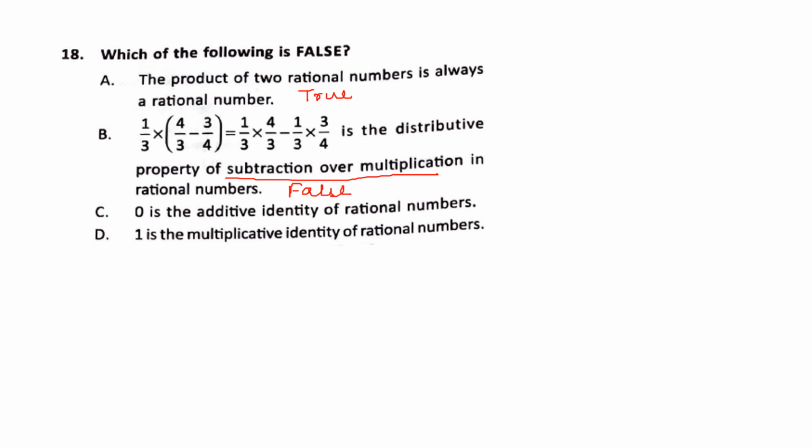Next: 0 is the additive identity of the rational numbers. Yes, it is true. Additive identity means what you add to the rational number such that it remains the same. We know that if you add 0 to any number, whether it is a rational number or any number, you will get the number itself. And next: 1 is the multiplicative identity of the rational numbers. Yes, 1 is the multiplicative identity of a rational number. This is also true. For any rational number, 1 is the multiplicative identity. So from here I can say options A, C and D are true. So the answer will be B. Statement B is false. So option B.